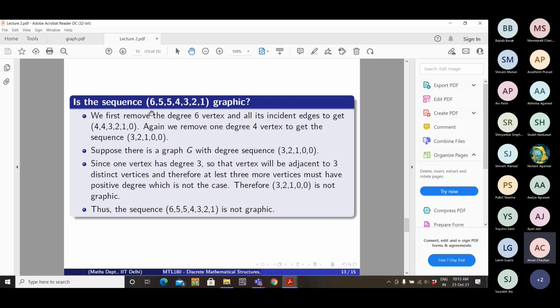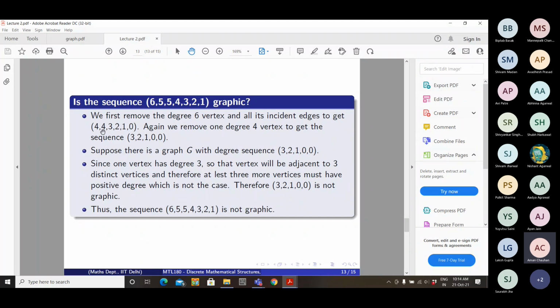At first step, we shall remove the vertex of degree 6, right? So what we will get is that by Havel-Hakimi theorem, this is graphic if and only if 5 minus 1, 5 minus 1, 4 minus 1, 3 minus 1, 2 minus 1, and 1 minus 1 is graphic, because the first vertex has degree 6 and we have 7 vertices here. So this is graphic if and only if the sequence 4 4 3 2 1 0 is graphic. Now again we remove one of degree 4.